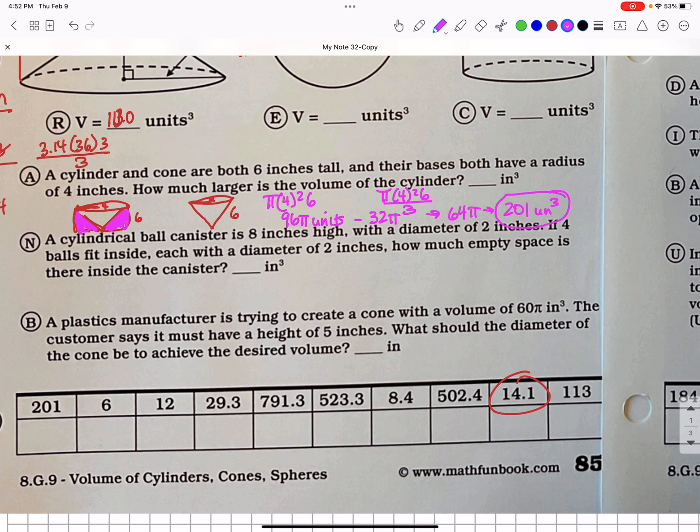Basically, if you use the same numbers for a cylinder and a cone, one was something I could have done better, but hopefully you guys got that.